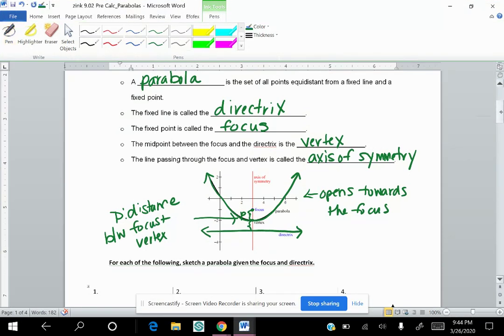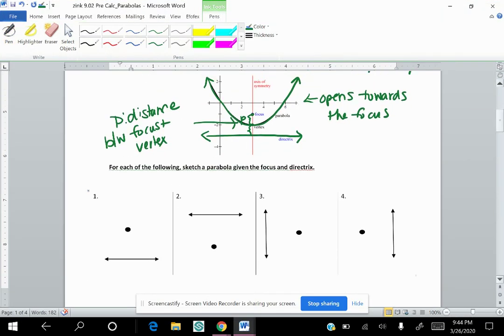Okay. For the next 4 problems, I gave you guys a focus and a directrix. And what I'd like you to do is draw a parabola. So pretty much we're saying, okay, well, here's our focus, here's our directrix. Let's find the midpoint between them. So if I were to draw a perpendicular line here, and that's the midpoint, that's going to be my vertex.